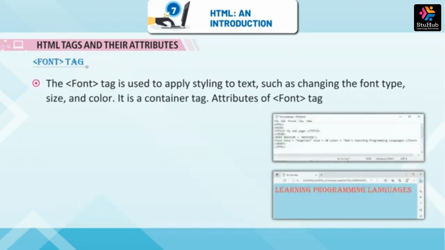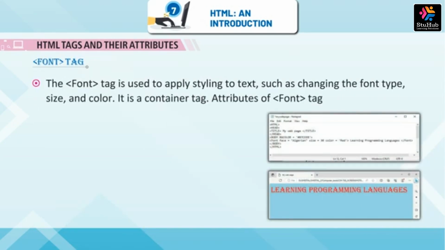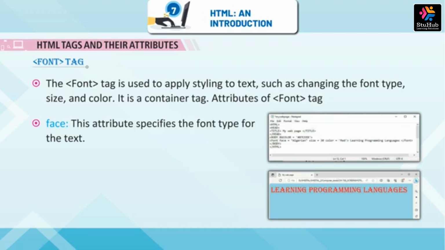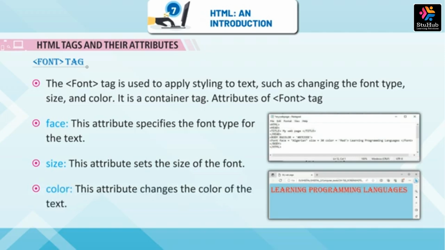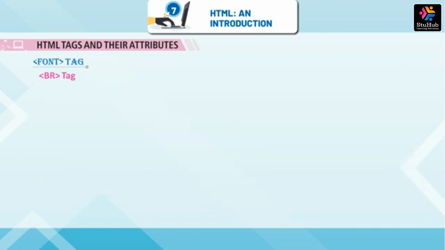Font tag. The font tag is used to apply styling to text, such as changing the font type, size, and color. It is a container tag. Attributes of font tag. Face. This attribute specifies the font type for the text. Size. This attribute sets the size of the font. Color. This attribute changes the color of the text.